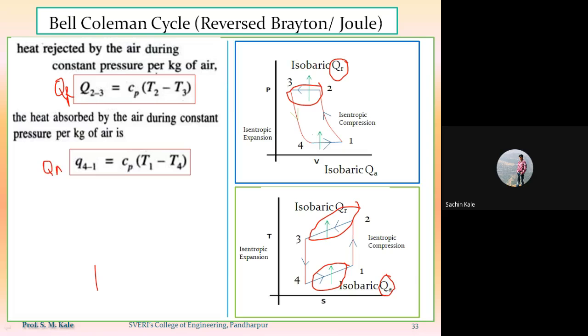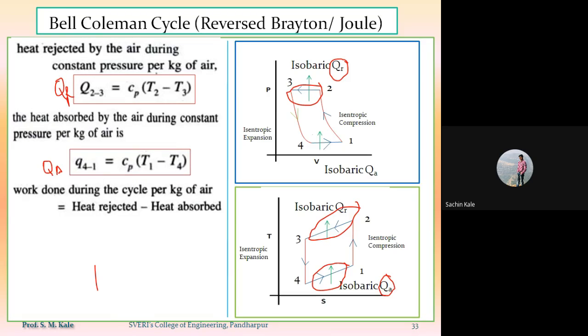As I know the amount of heat rejected and the amount of heat absorbed, I am able to calculate the work done during the cycle per kg of air. That is nothing but heat rejected minus heat absorbed. The value of heat rejected is Cp (T2 minus T3), and heat absorption is Cp (T1 minus T4).